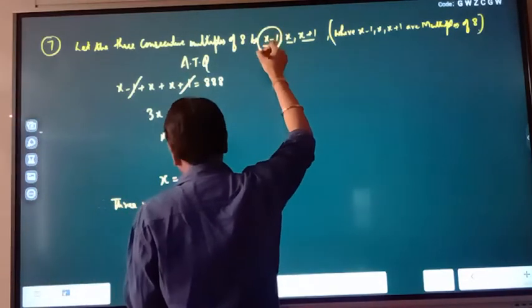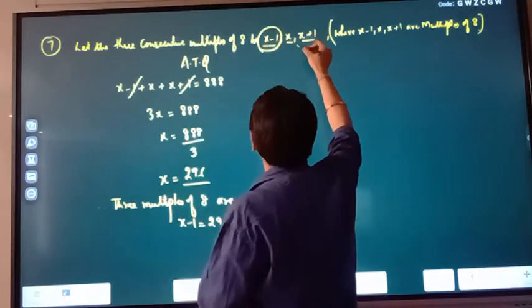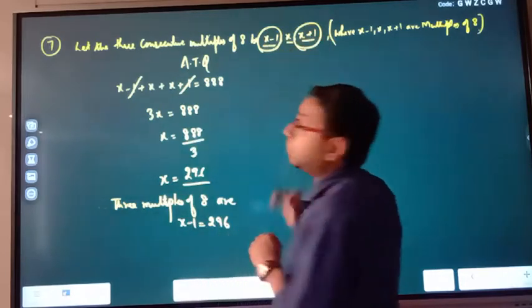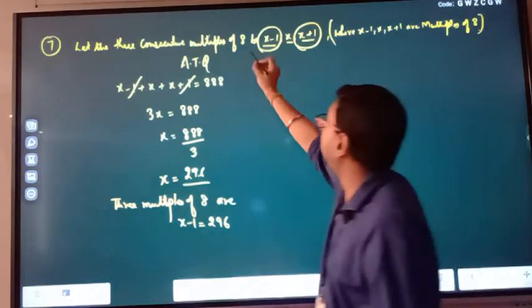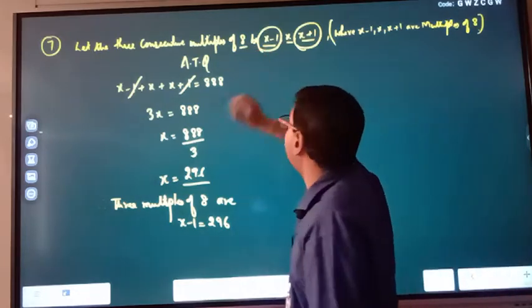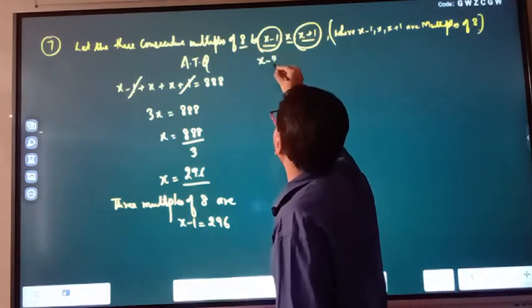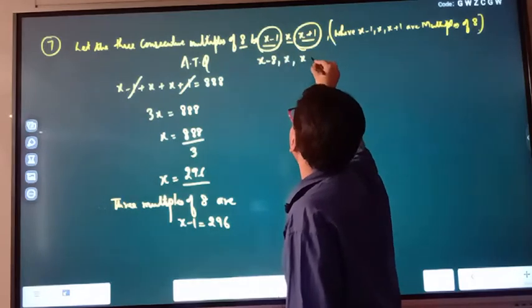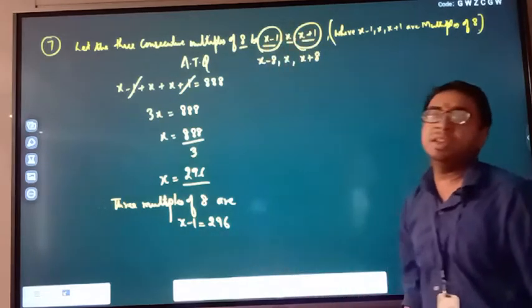You might be thinking, so now it will not be. Yes, it will not be. If I take x plus 1 and x minus 1, since multiples of 8 are given, therefore it should be x minus 8, x plus 8. Are we clear? This is very important.